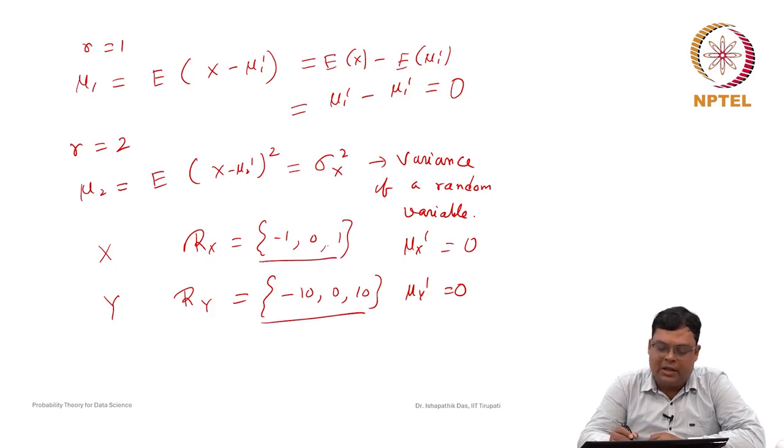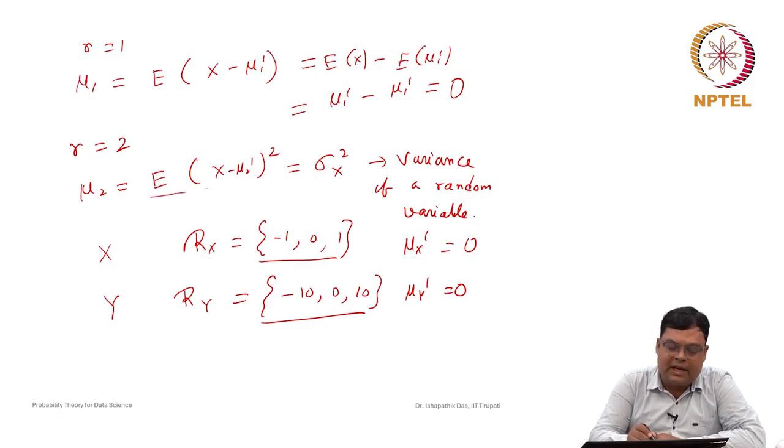Basically, one is centered, all the values are close to 0, while in the other variable two values are away from 0 and one value is exactly equal to the mean. So this measure, mu 2, provides the expected value of the distance from the mean. It subtracts the mean and takes the average of the distance from the mean of this random variable.